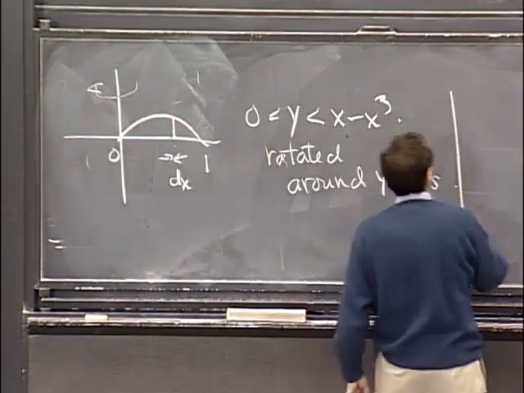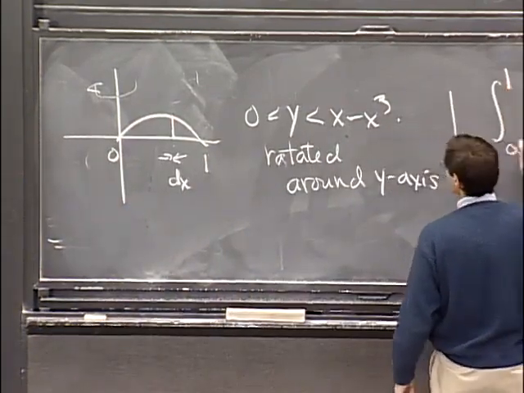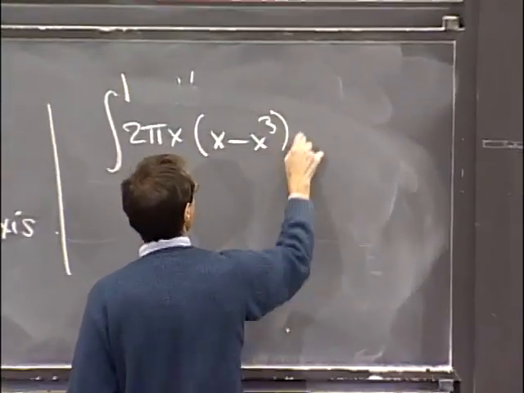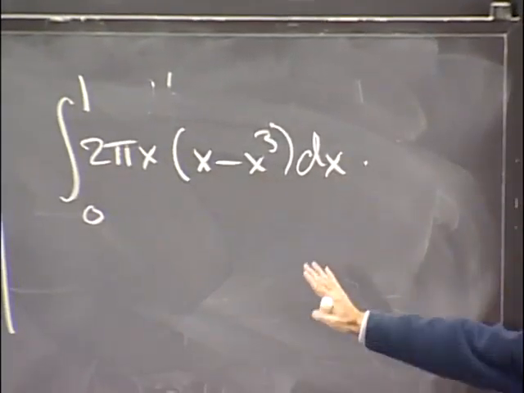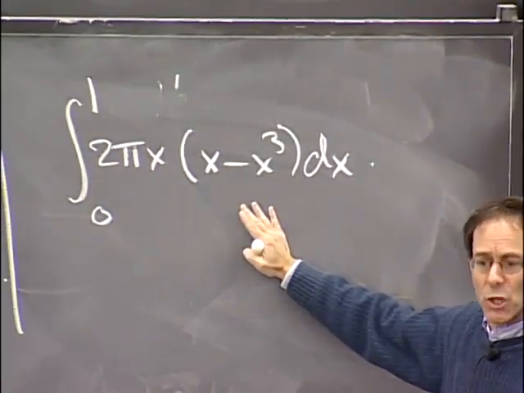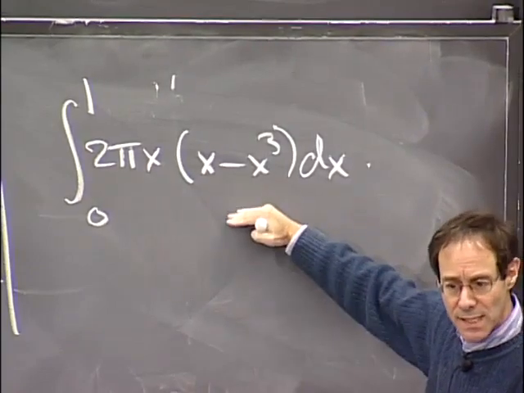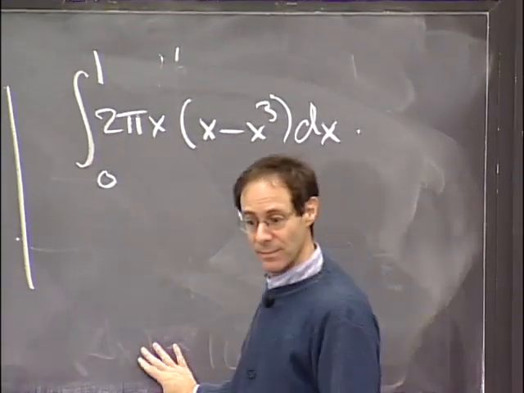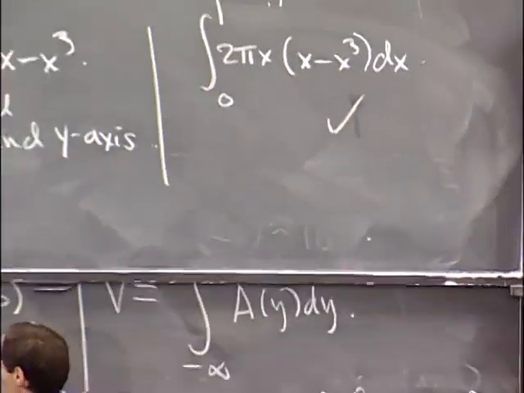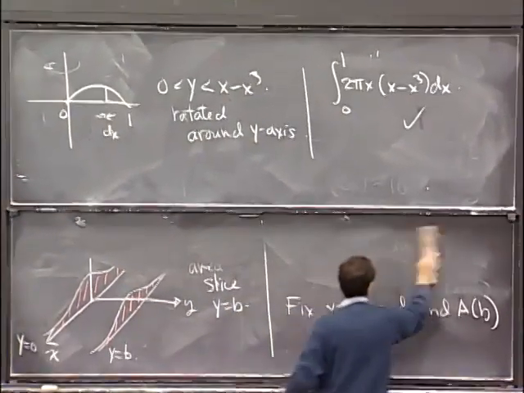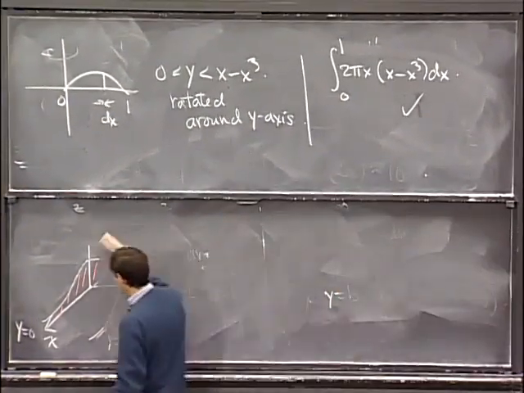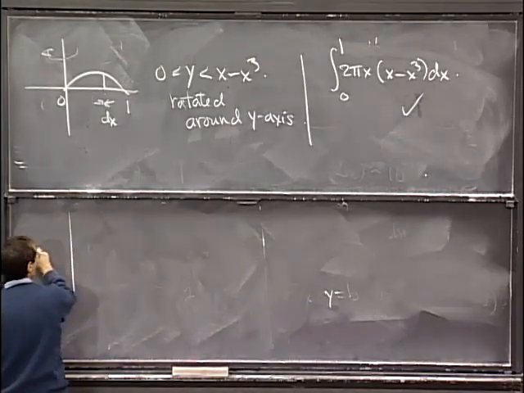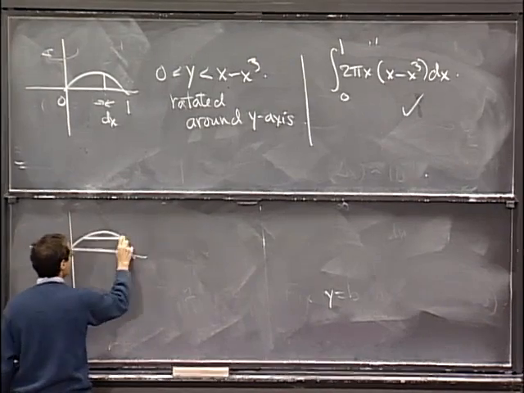And if I do that, the setup is this. It's 2 pi x times x minus x cubed dx. Now, I claim that when you get to this point, you already know you've won. Because this is an easy integral to calculate. So you're done here. You're happy. All right? Now, if you happen to say, oh, gee, I hate to do this. I want to do something clever. You could try to do it with cutting this way.